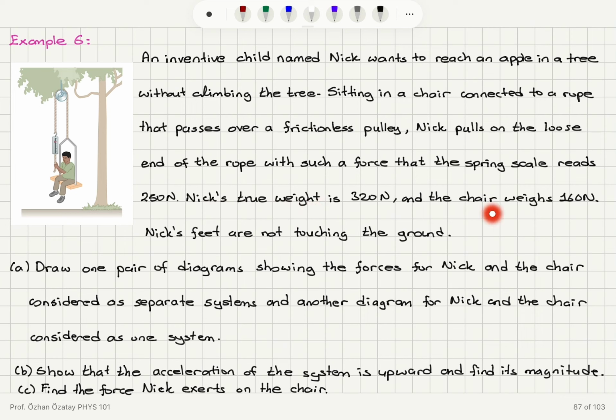Nick's true weight is 320 newtons and the chair weighs 160 newtons. Nick's feet are not touching the ground. There is no contact force between the ground and Nick. Draw one pair of diagrams showing the forces for Nick and the chair considered as separate systems and another diagram for Nick plus chair as one system. Show that the acceleration of the system is upward, find its magnitude, find the force Nick exerts on the chair. Because there's a contact between Nick and the chair, we're going to talk about a contact force.